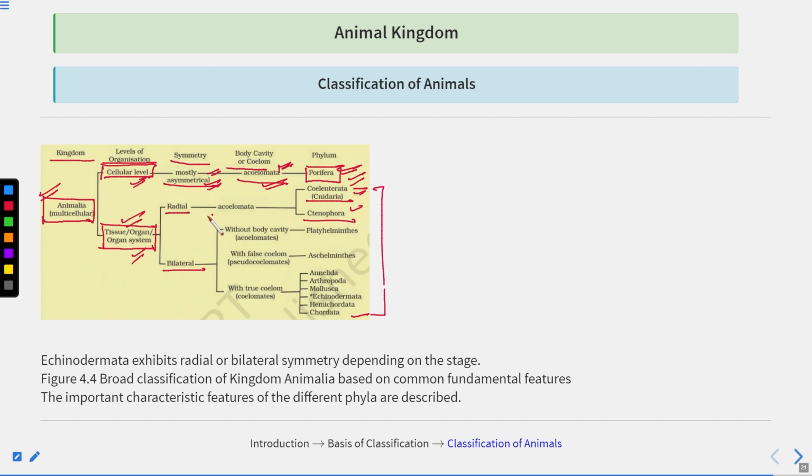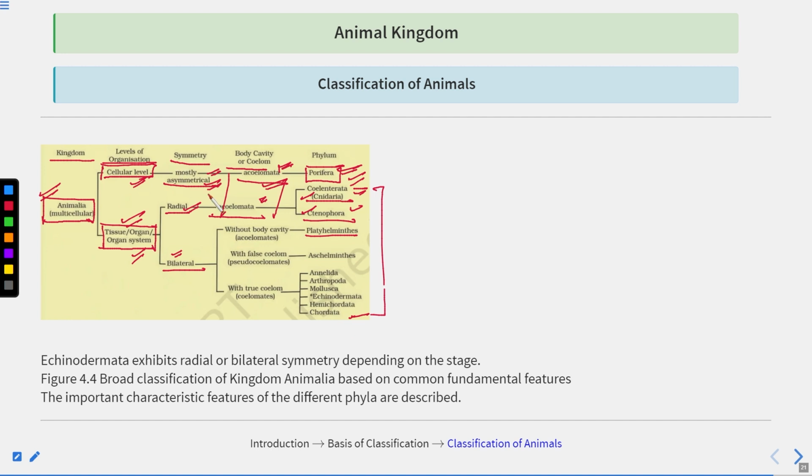Now, the one that is showing the radial symmetry is also showing the acoelomate body cavity. Still, in this body cavity, they are not so advanced. Cnidaria and Ctenophora both do not have the body cavity, but they show the radial symmetry. Now, the ones showing bilateral symmetry, from the Platyhelminthes to the Chordata, can be divided into two equal halves from one central line.